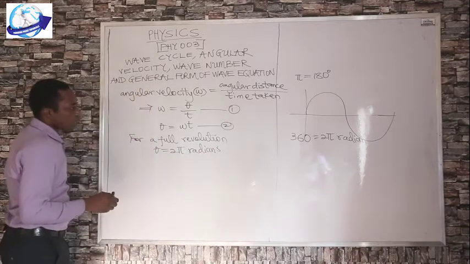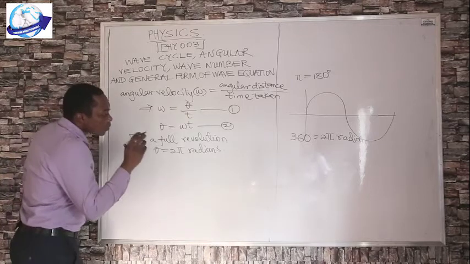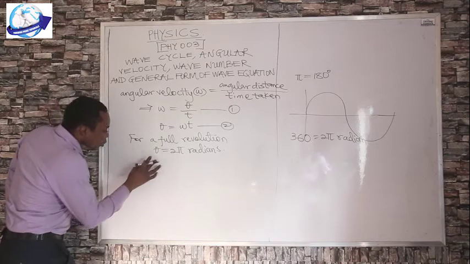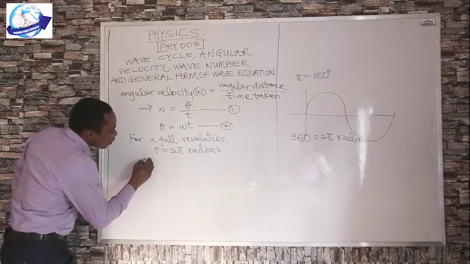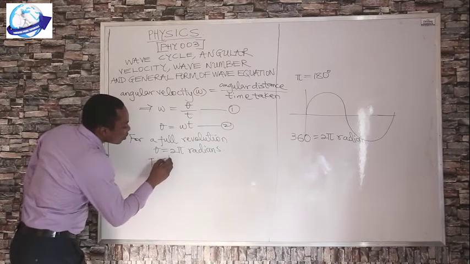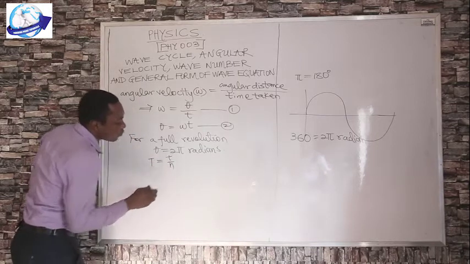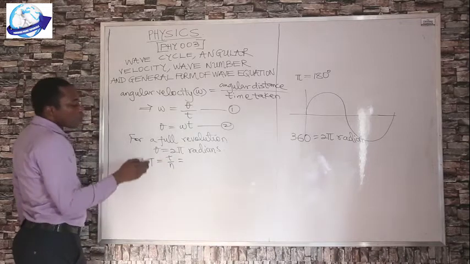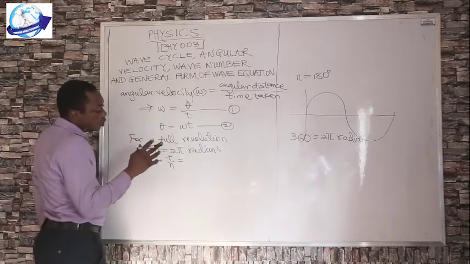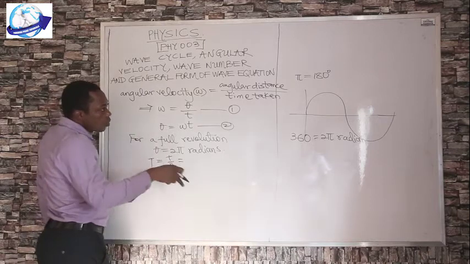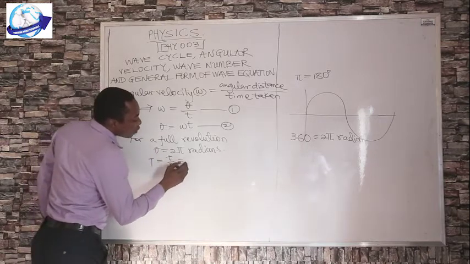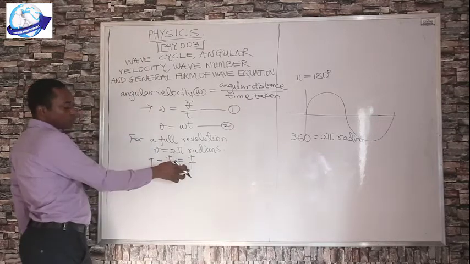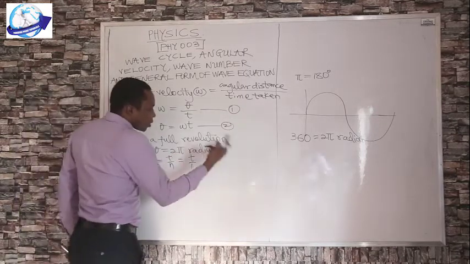Theta is always equal to 2 pi radian. And also for a full revolution, we should recall here that our period is equal to the time taken over the number of revolutions or number of cycles, which is also equal to, for one cycle, for one revolution, for one wavelength, t over 1. You can say n is equal to 1 because the number of cycles is 1.